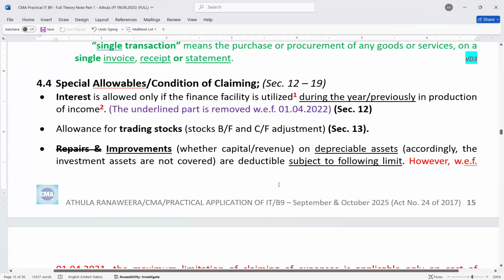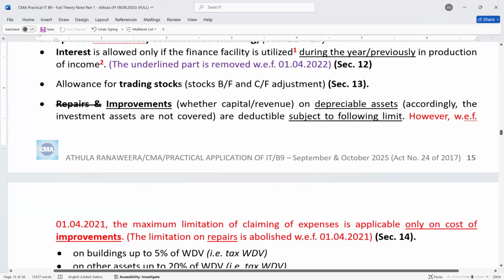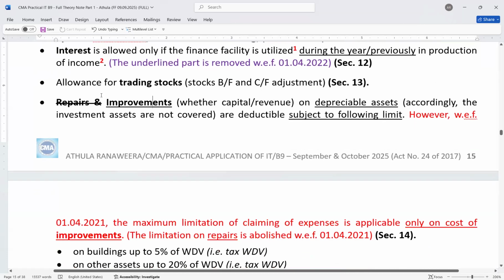That is why I changed this heading also, conditions of claim. This is a condition. They have introduced an upper limit. That's an upper limit condition. Now, with these wordings, there was a problem. When an asset is getting older and older, we need to do more and more repairs.